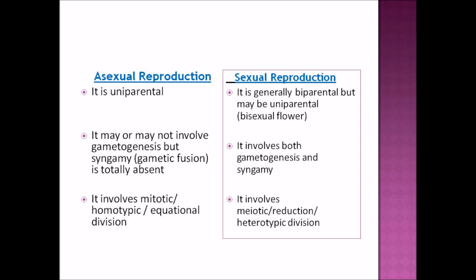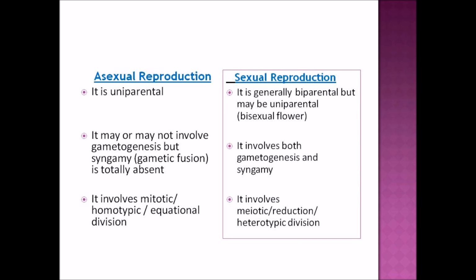Now, we will differentiate between two types of reproduction: asexual reproduction and sexual reproduction. In asexual reproduction, only one parent is involved, that is, it is uniparental. Whereas in sexual reproduction, it is generally biparental, involving the male and female parents, but it can be uniparental in case of a bisexual individual, for instance, a bisexual flower like hibiscus.